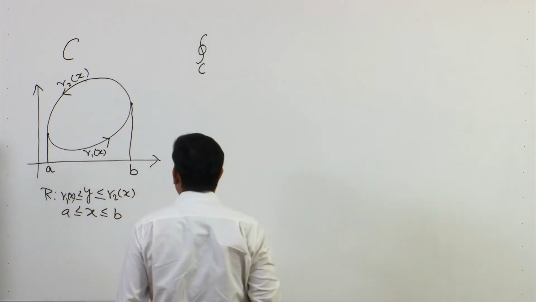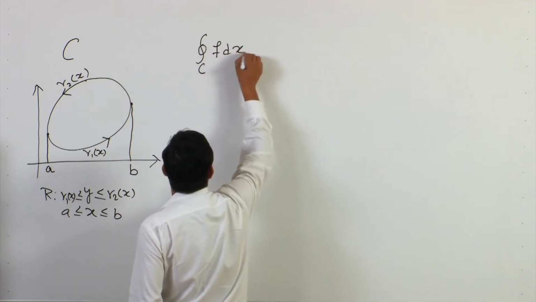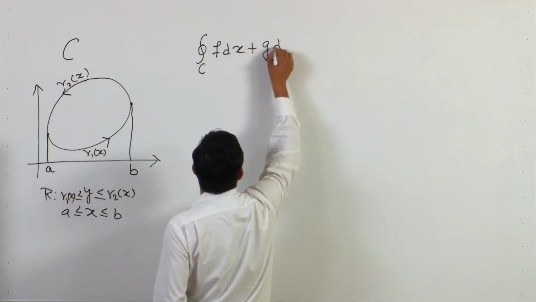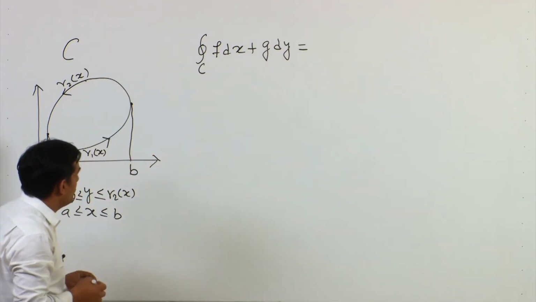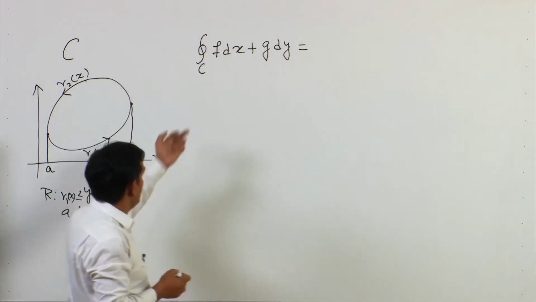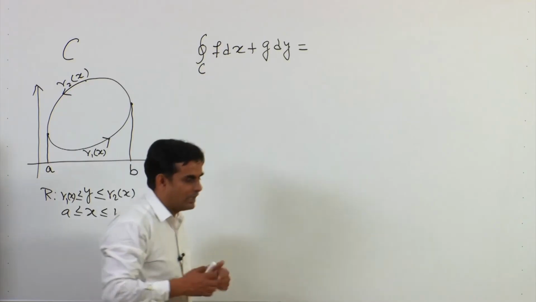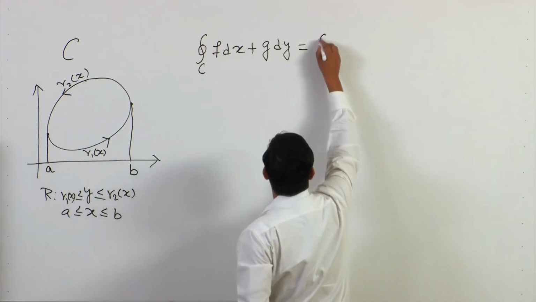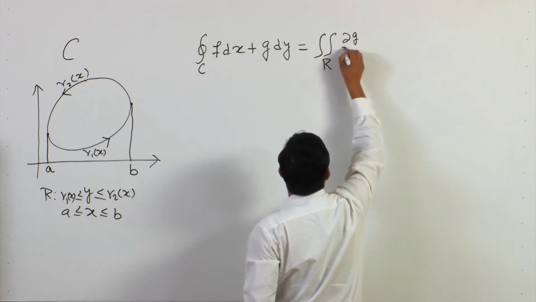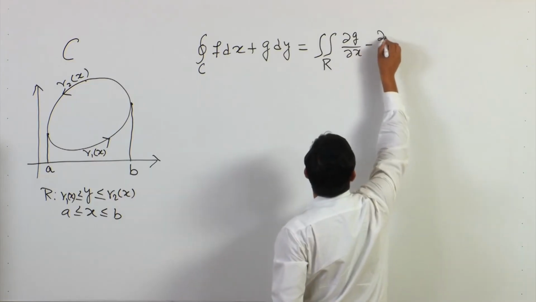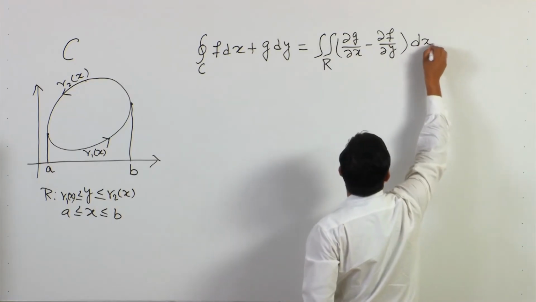Now, the line integral over the whole curve C, that is, the line integral of f dx plus g dy, which is basically capital F dot dr, where capital F is defined as f component in the i direction and g component in the j direction, equals the double integral over the region R of del g over del x minus del f over del y, dx dy.